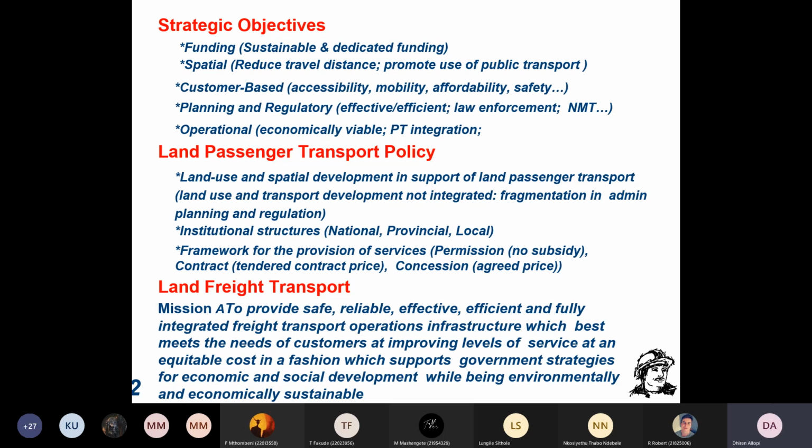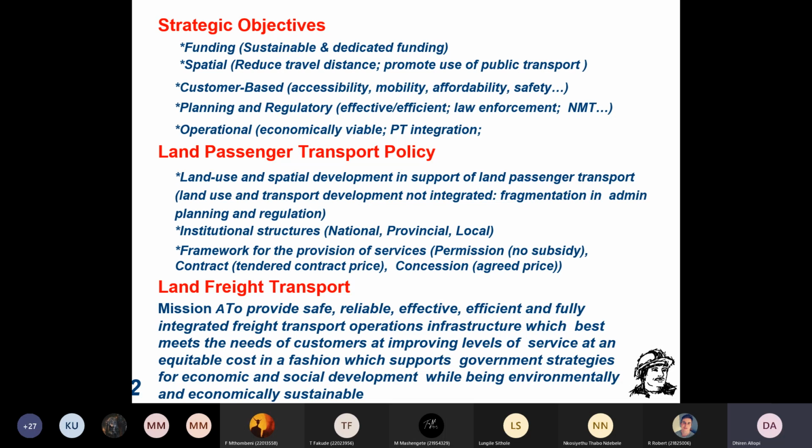You will see also, under land passenger transport policy, the mention of various types like permission, contract, concession, and one will then need to know what is the difference between permission, contract, and concession. And you can see the key word there in brackets. So if you were given the permission to operate on a particular route from A to B, permission means with no subsidy. Okay? Contract means a tendered contract price.